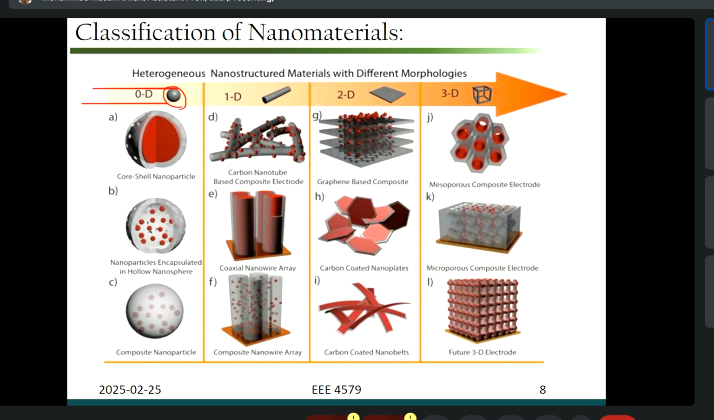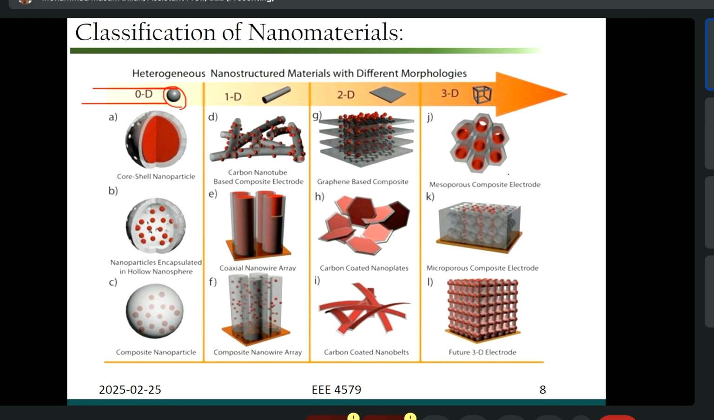1D means it has structure in only one dimension, for example long wires and nanotubes, which have a one dimensional shape. A two dimensional shape should have a length and width, so a plane is two dimensional. Three dimensional is, let's say, a vertical house, a 10 storied house. That house has a length, width, and also height. So if you consider length, width, and height for any assembly or cluster, that will be three dimensional. So using nanomaterials, you can make 0D, 1D, 2D, or 3D heterogeneous systems.